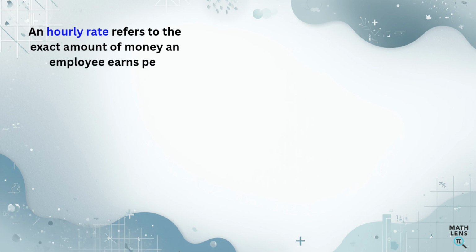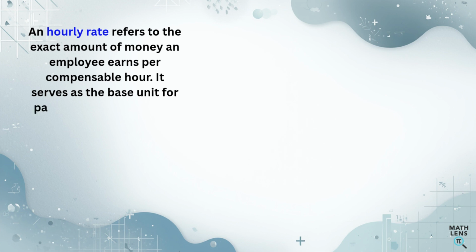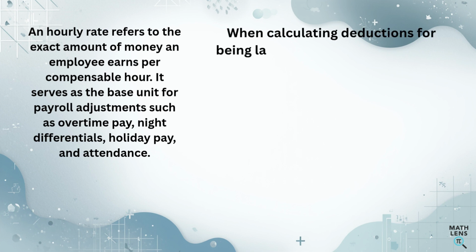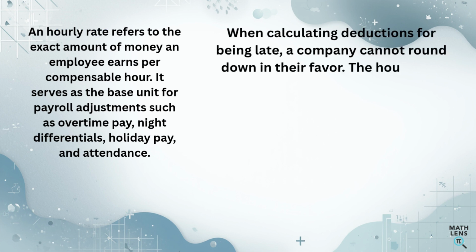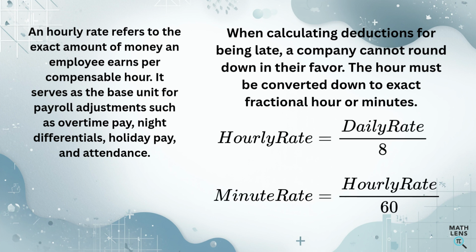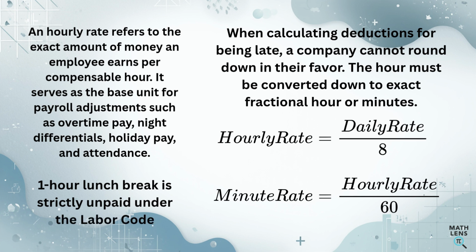Understanding the concept of an hourly rate is crucial for both employees and employers. An hourly rate specifies the exact amount an employee earns for each compensable hour worked. This rate forms the basis for calculating various payroll adjustments such as overtime, night differentials, and holiday pay. It's important to note that when calculating deductions for being late, companies must be accurate and fair. They cannot round down the hours to their advantage. Instead, they must use precise fractional hours or minutes. Lastly, according to the labor code, a 1-hour lunch break is strictly unpaid. This is a standard practice.